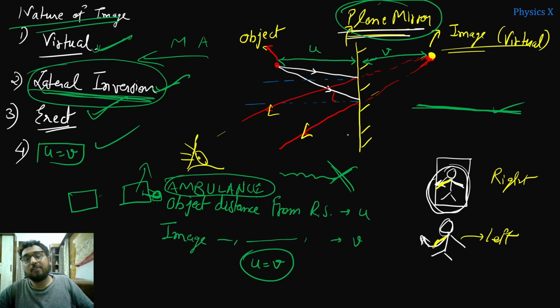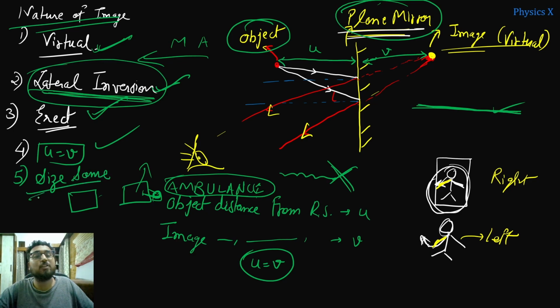Obviously we can see that the size of the image is also the same. We can add one more point here: the size of the object and the size of the image are the same. That means the height of you standing in front of the mirror, the image will also be of the same height. That is why plane mirrors are used as general looking mirrors, because there will be no distortion.